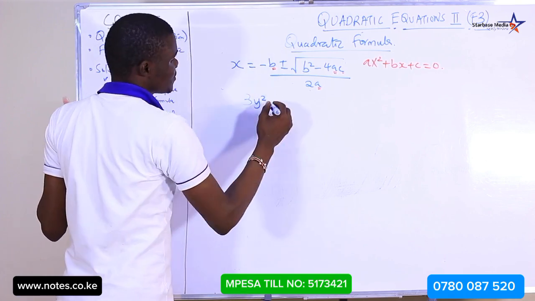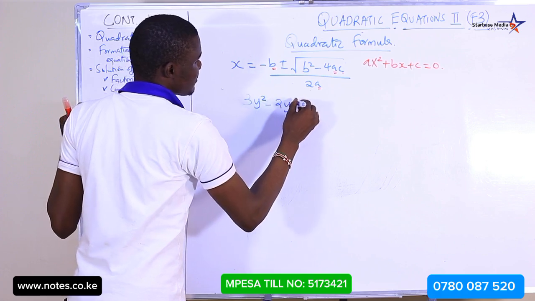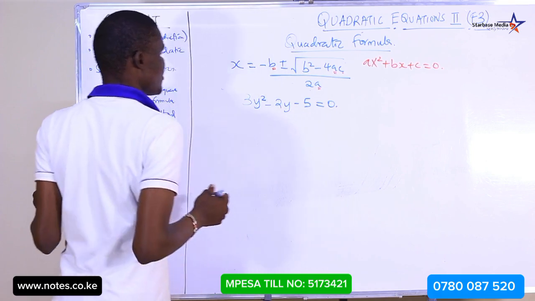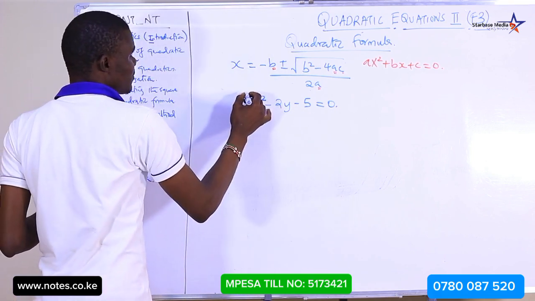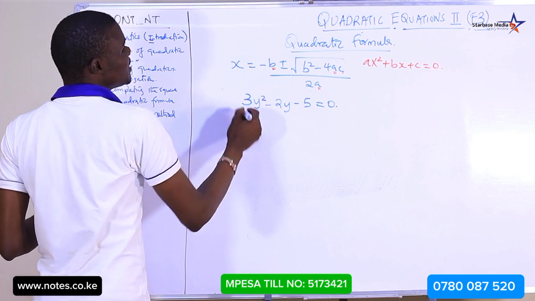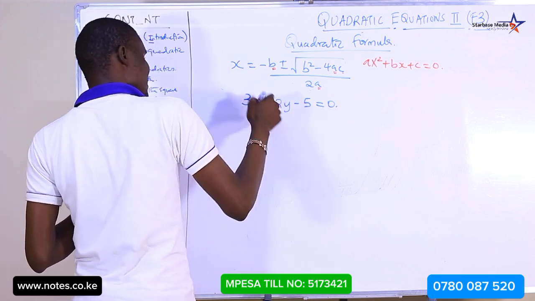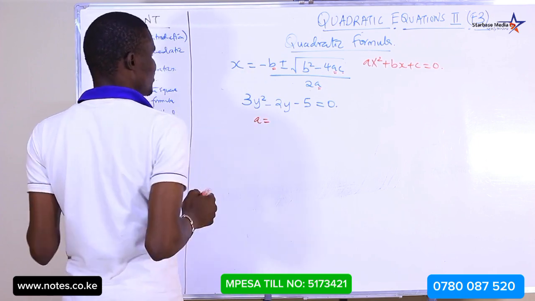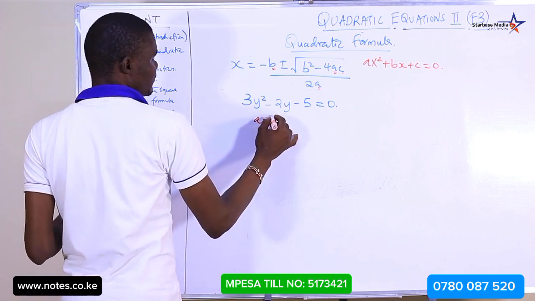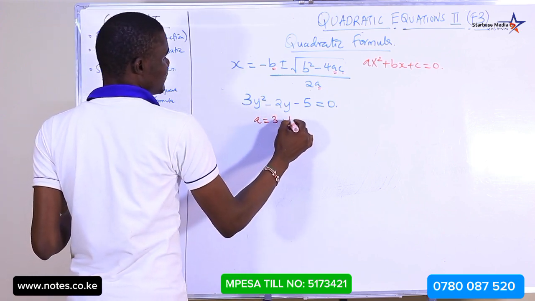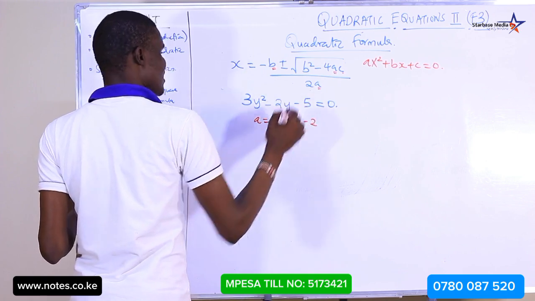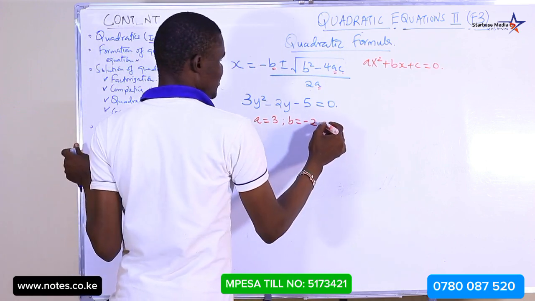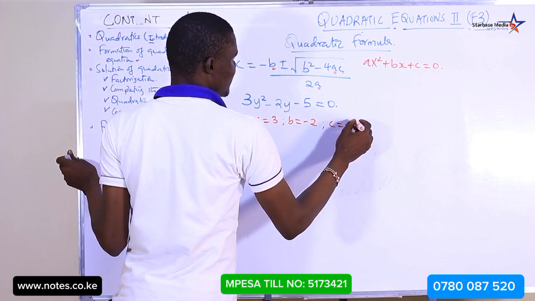3y squared minus 2y minus 5 is equals to 0. You are told to use the quadratic formula to solve this. What do you do? You simply extract a. What is a? The coefficient of the polynomial, order 2, is 3. What is b? Negative 2. I've said a coefficient is a number that comes before the unknown. And then c is negative 5.